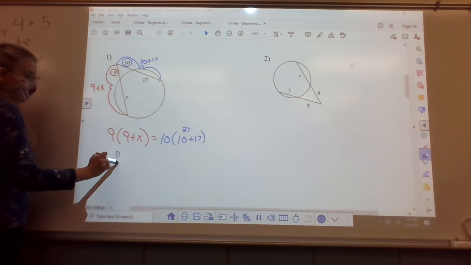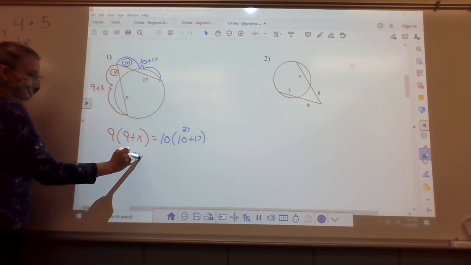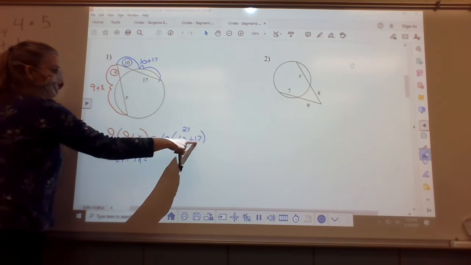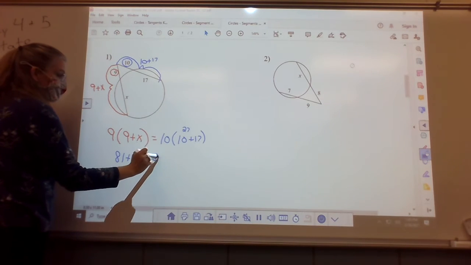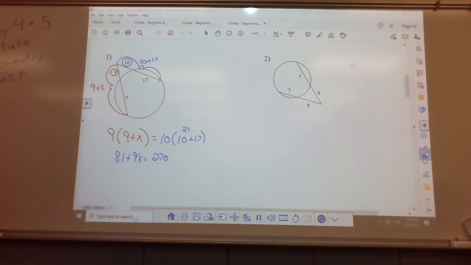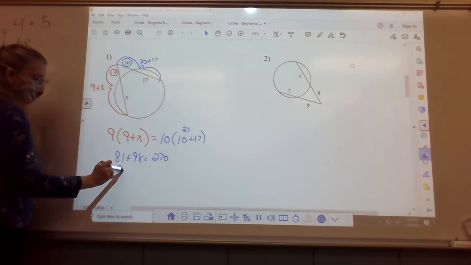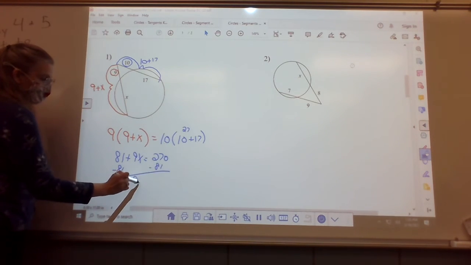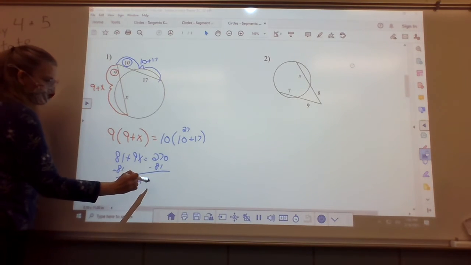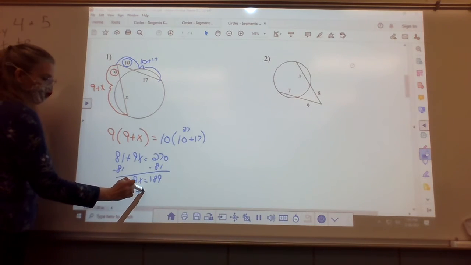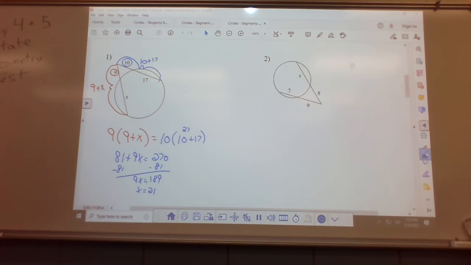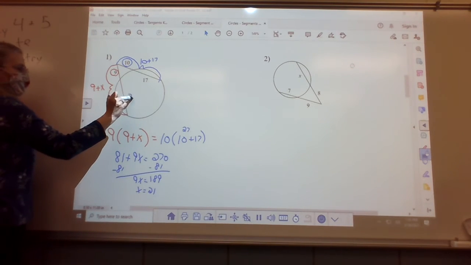Distribute the 9. 81 plus 9x. 10. This all gave me 27 because this total segment was 27. So 10 times 27 is 270. Subtract 81 from both sides. So 9x equals 189. Divide. X is 21. So that tells me that this segment is a 21.